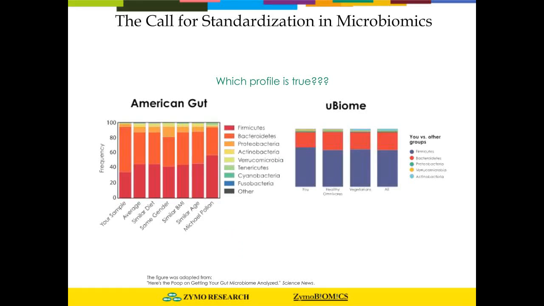However, despite this major growth, there's been a lag in the development of standards and standardized methods for enabling reproducibility across studies. And in a study a couple years ago presented by Science News, the author submitted samples to 2 major commercial organizations, American Gut and UBiome. And you'll notice that their samples submitted to American Gut, they found that the firmicutes were about 30%, while at UBiome they observed something like 70%.